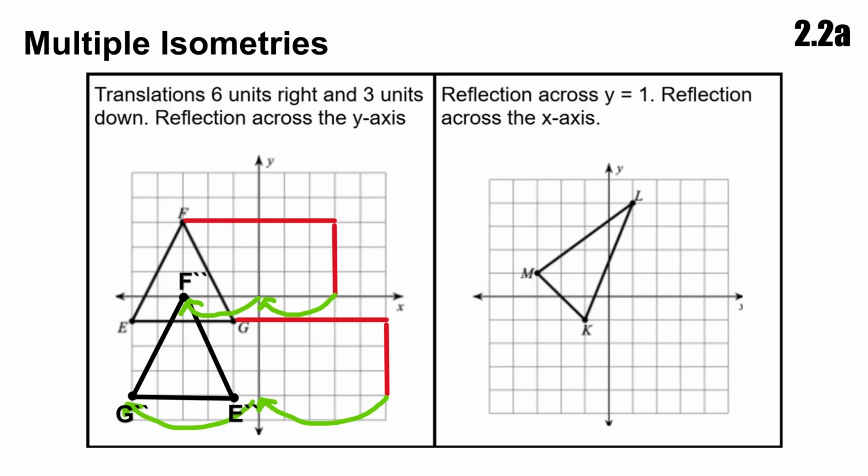In the second problem, reflect all points across the line y equals 1, and then across the x-axis. Start by drawing the line y equals 1, which will be 1 unit above the x-axis. Then move each point across the line the same distance it is away from the line, but in the opposite direction. Lastly, reflect each point across the x-axis. Make sure every point is the same distance from the axis, but in the opposite direction. Repeat for all points. Once all points have been drawn, draw the new triangle.